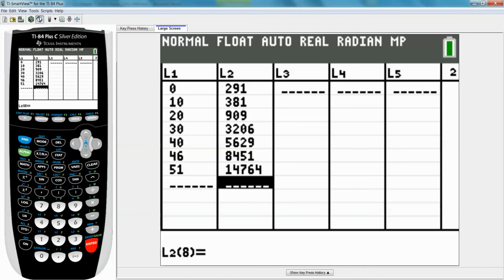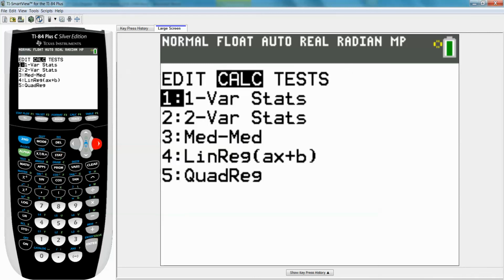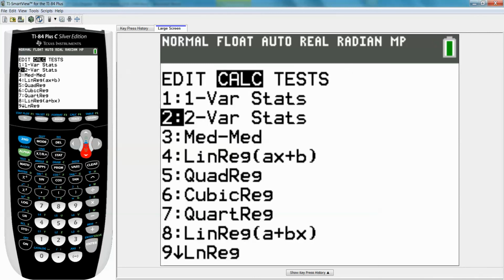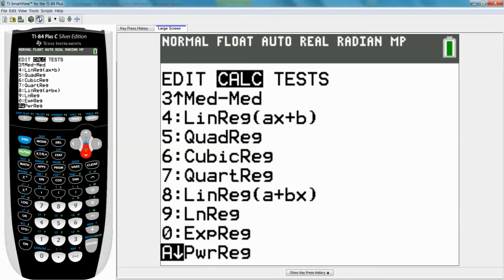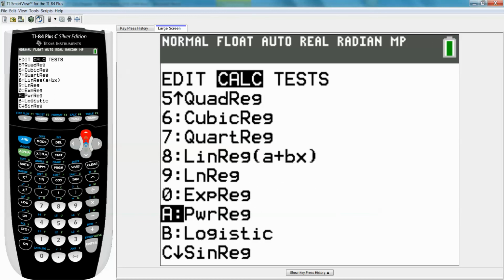There we go. I think I got all those right. Okay, so then we are going to go to stat, go to calculate. We see number 4 in there. That's what we used when we wanted to do linear regression, but that is not what we're interested in. There's a whole bunch of regressions in here. We're looking for one in particular. Oh, there he is. He's number 0. Exponential regression. He's our friend. All right, we want to find the exponential model for all of this.